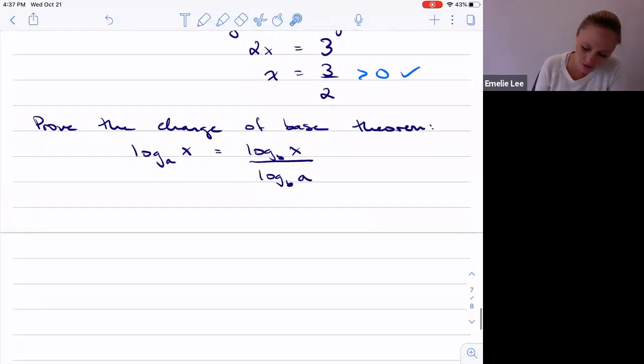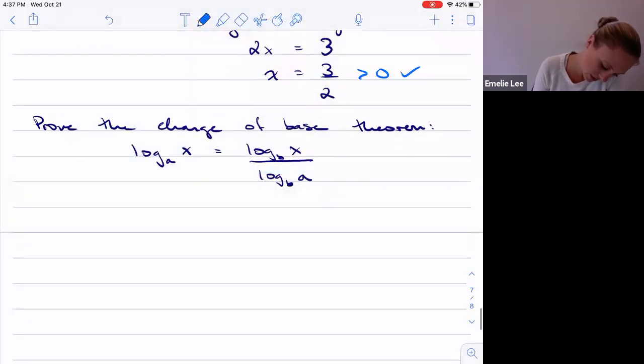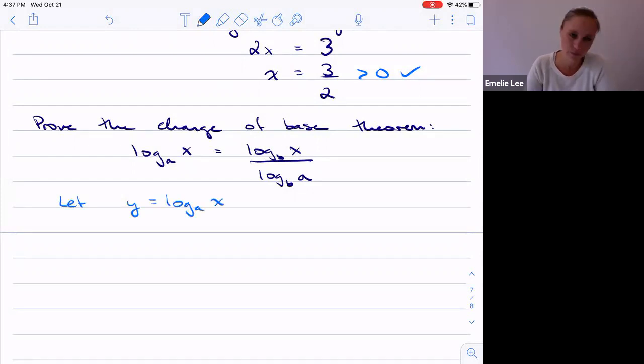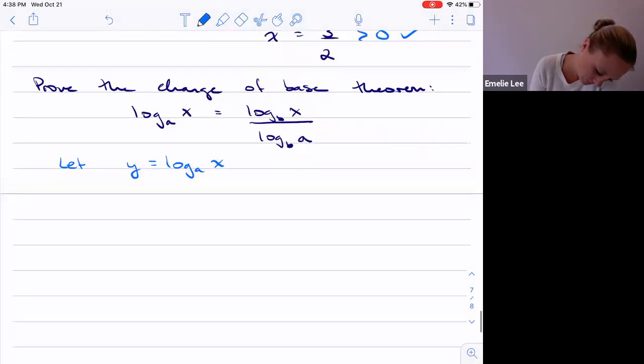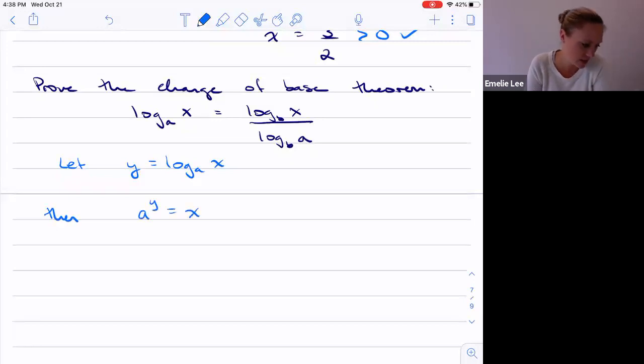So then what I'm going to do here is let y equal this side. So here's my proof in a different color. Let y be the log base A of x. If y is equal to the log base A of x, then from here, I can rewrite this as A to the power of y equals x.